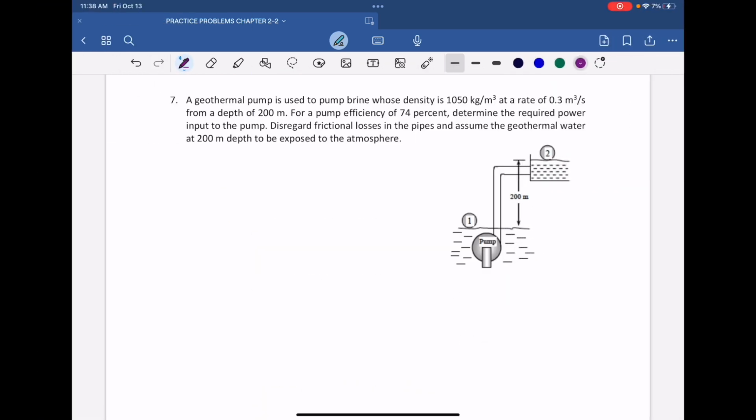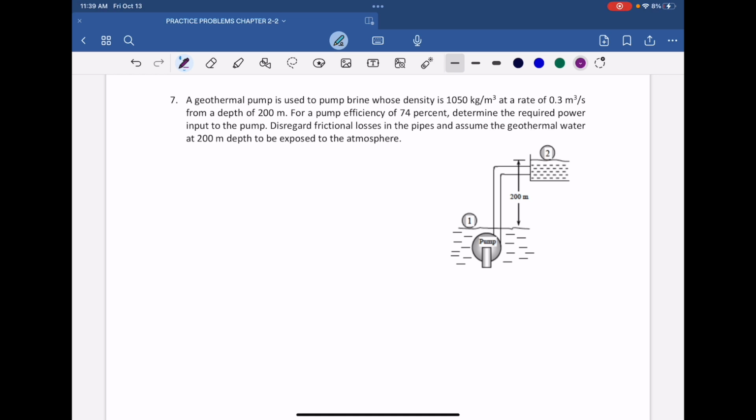A geothermal pump is used to pump brine whose density is 1050 kilogram per meter cube at a rate of 0.3 meter cube per second from a depth of 200 meters. For a pump efficiency of 74, determine the required power into the pump and disregard frictional losses in the pump and assume the geothermal water at 200 meter depth to be exposed to the atmosphere.